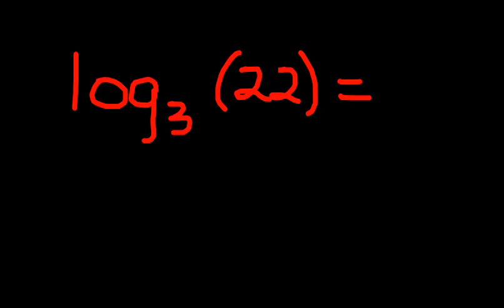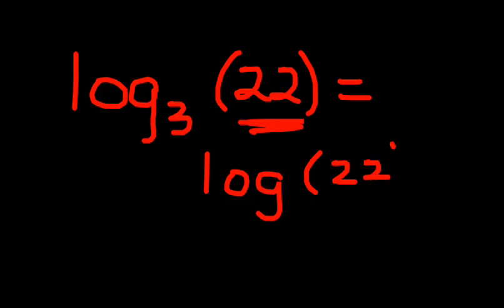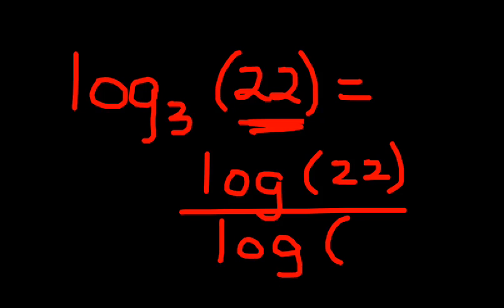The change of base property simply states this. As long as we keep the same base, in this case we'll use log base 10 because it's a calculator key, we can simply say the log of the argument, in this case 22, divided by the log of the base, which in this case is 3. So if I put that in my calculator just like that, I just say log of 22 divided by, and again you want to close your parentheses, but divided by log of 3.